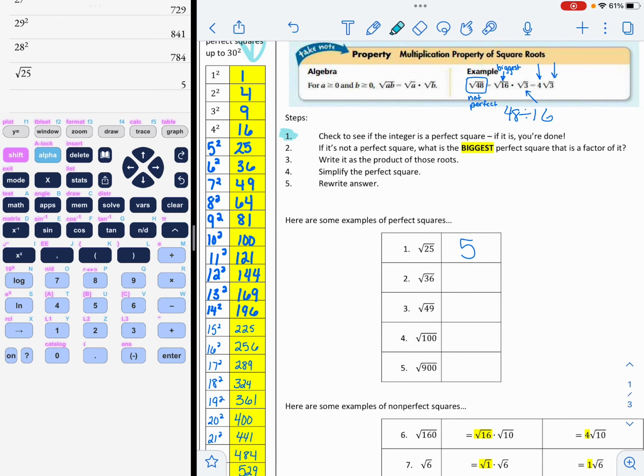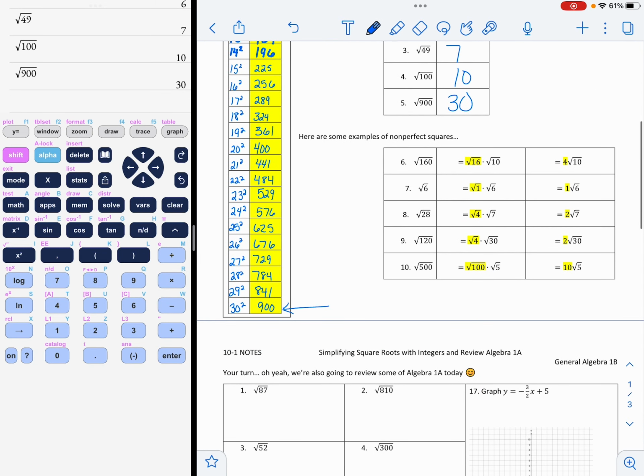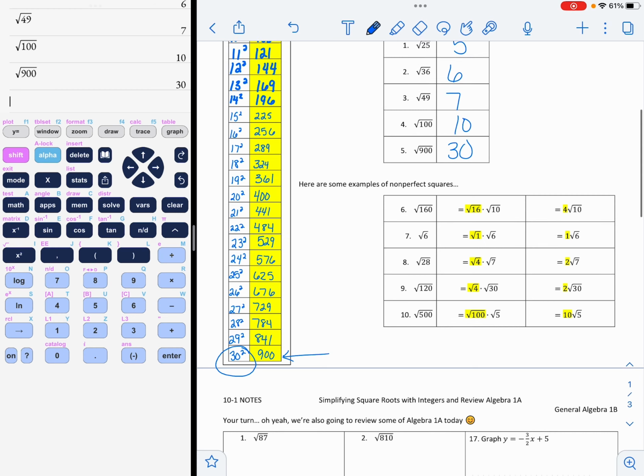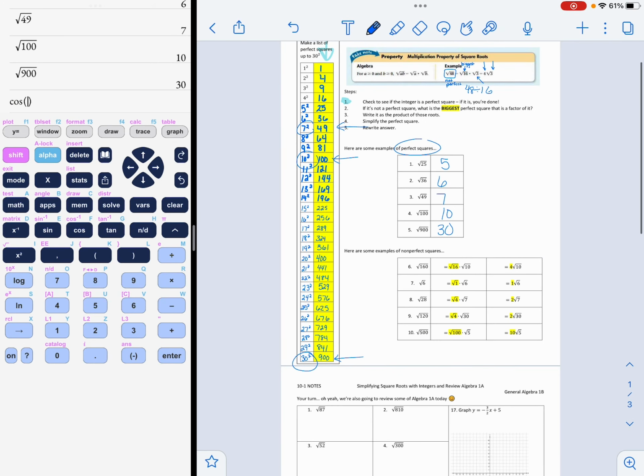I can do the same thing here. The square root of 36 is a perfect 6. The square root of 49 is a perfect 7. The square root of 100 is a perfect 10. And the square root of 900 is a perfect 30. So I've taught you how to do what we call perfect squares. And if you have a list, you can just look, like, oh, the square root of 900 is 30. Oh, the square root of 100 is 10. The square root of 49 is 7. So you can definitely make use of your list that way.